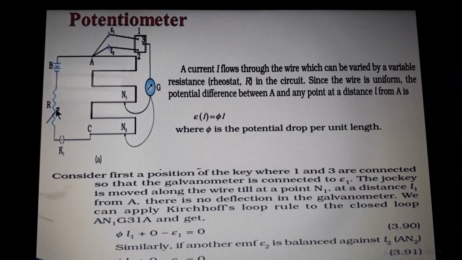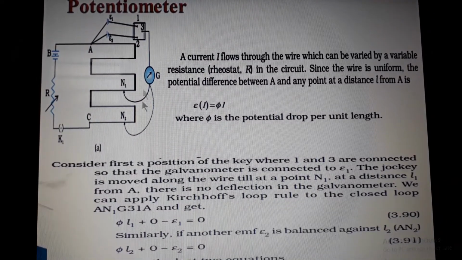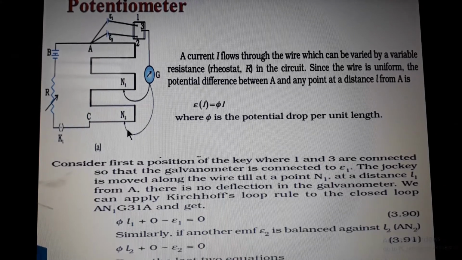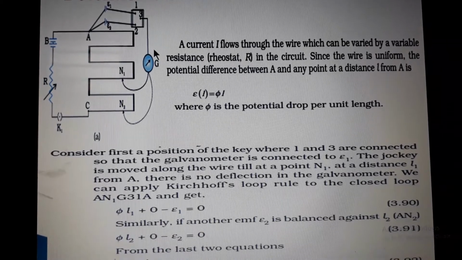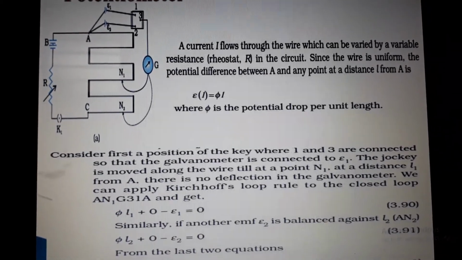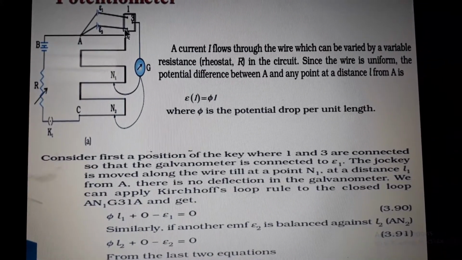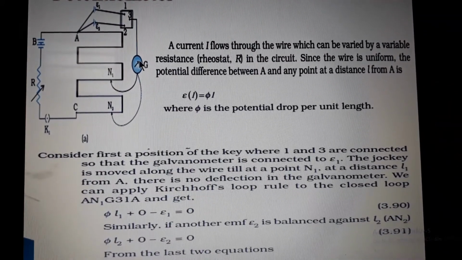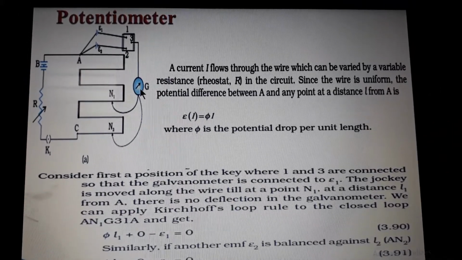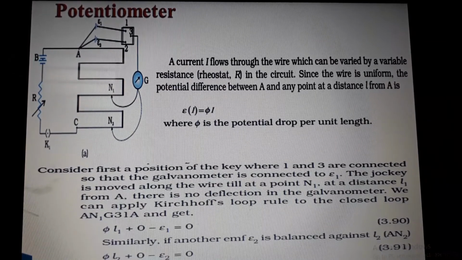This is a variable resistor, and that is the power supply key K1. So this figure is used to compare the two cells E1 and E2. First of all we understand how this circuit works. Suppose that when key terminal 3 is connected to 2, E2 is connected to the galvanometer, and when the galvanometer shows deflection 0, that is the balance condition, at that time you can use the loop.